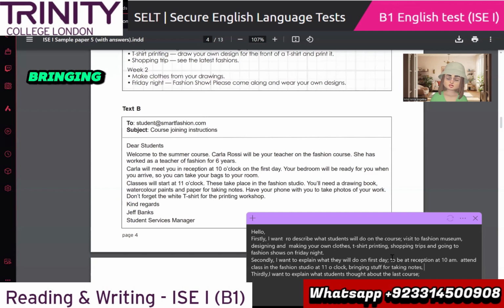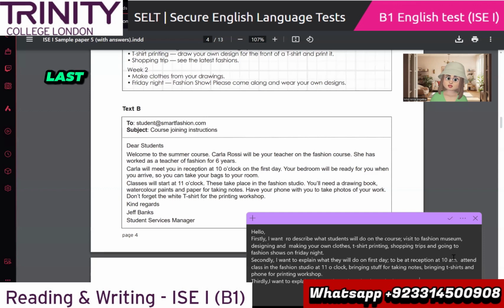Bringing phones and t-shirts, for the printing workshop.